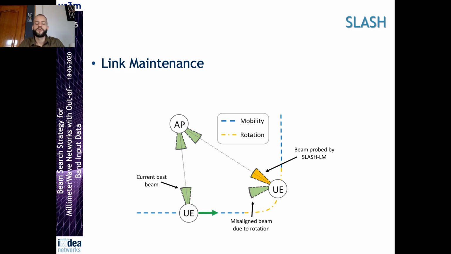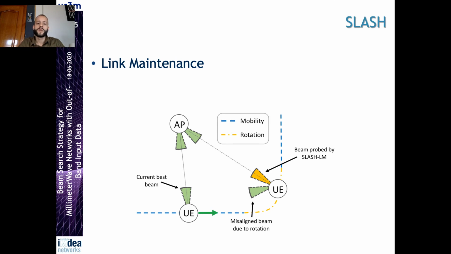Now, there are two options. If there is a change in the direction, the new sector, which is the yellow one in the example, is going to be the candidate. If there is no change in the direction, then SLASH is going to monitor the distance estimate provided by the sub-6 gigahertz system technology, which is the distance estimation from the user to the access point, to see if there is a new access point for the handover procedure.